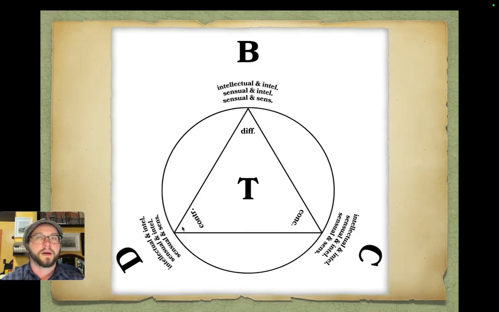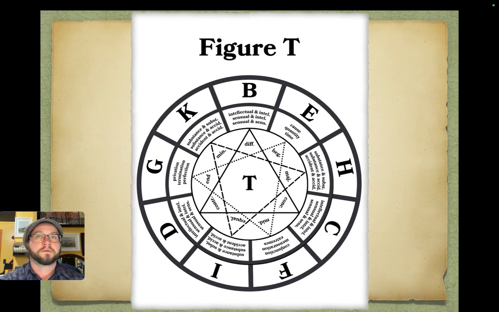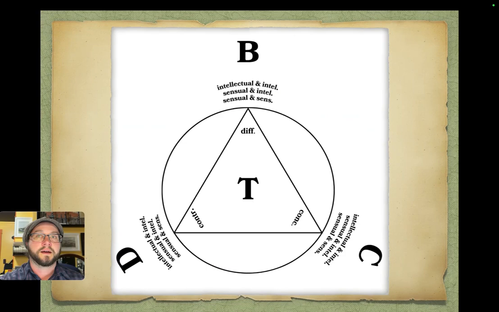Okay, here we are with the version of figure T that just shows the first triangle. Real quick, here is the full figure T, which is of course a lot more complicated, and here is the simplified version that only shows the triangle BCD. What we're going to talk about today is these words around the outside, and it's the same set of words for each of the letters. That's not true with all of the triangles, but it is with this one.